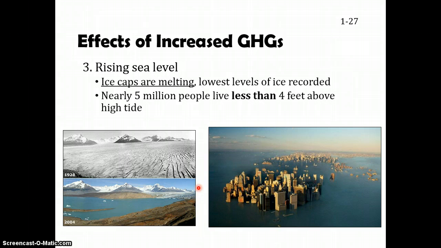So if we were to say 100 years, times that by 10, that's 30 centimeters or about a foot. So if the sea level continues to rise as it currently is, we could see in 100 years the oceans about a foot higher than they are today. Now, a foot doesn't sound like much, but most cities along the coast are only a few inches above sea level. And nearly 5 million people in the United States live less than 4 feet above high tide. So that's a lot of people that could potentially be affected.